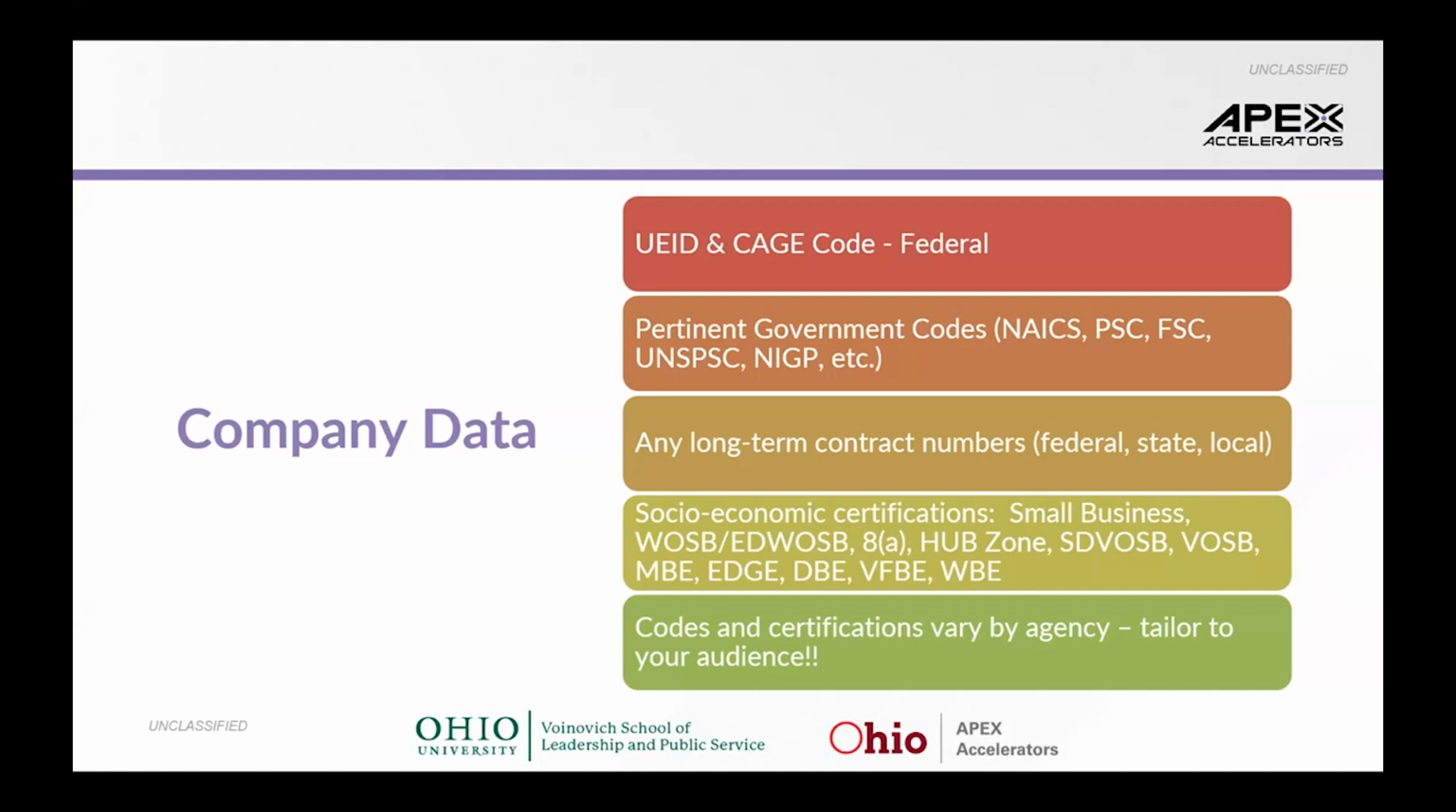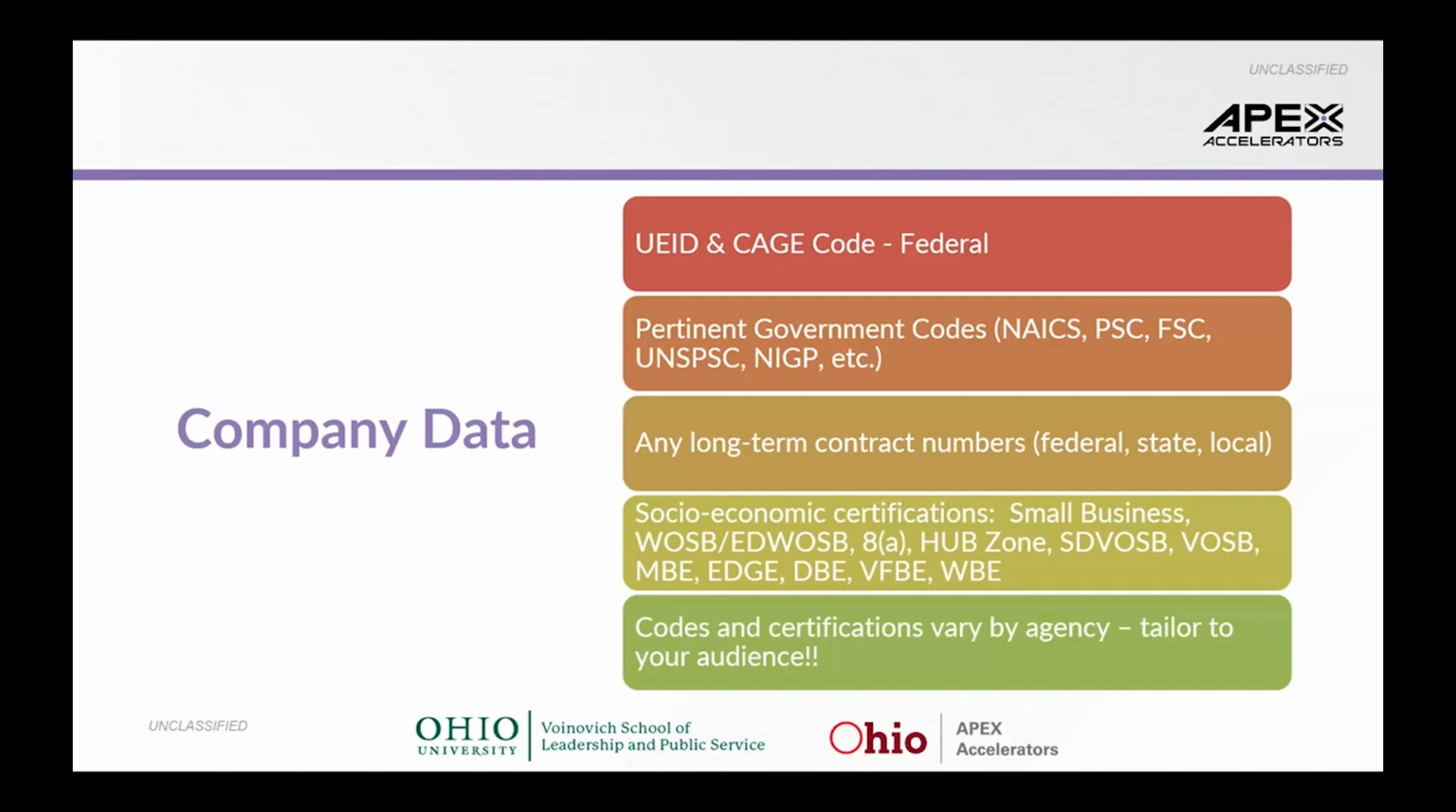The federal government cares about NAICS, PSC, and FSC codes. The State of Ohio cares about UNSPSC codes. Other agencies use NAICS codes, and some use NIGP codes. What codes does that government agency use to identify your business? Include those codes. Do you already have any government contracts? You can list those contract numbers, like a GSA schedule or a blanket purchase agreement. You can put those in there.